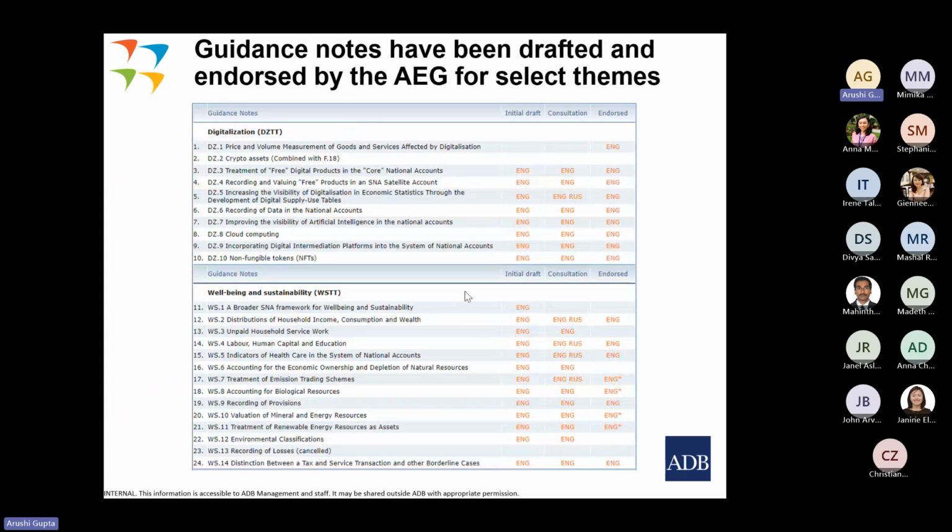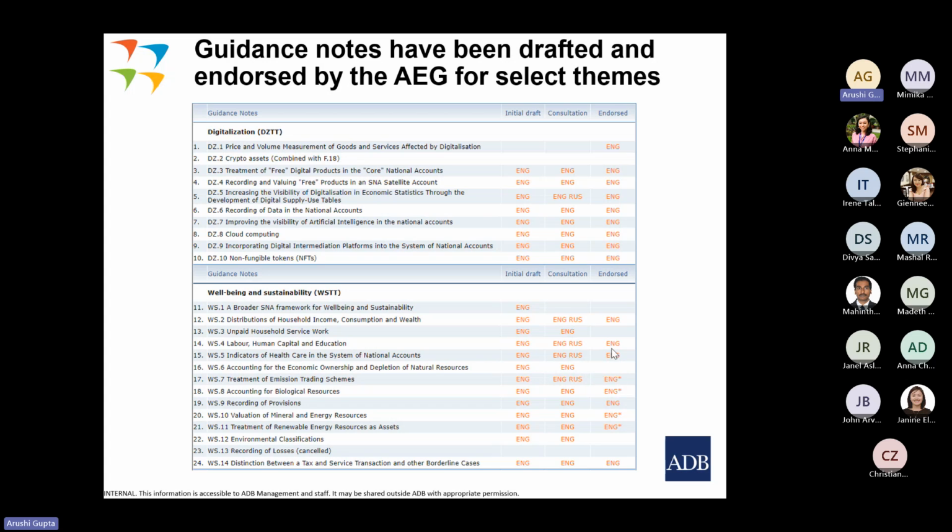So, as I mentioned, the guidance notes are being developed for various topics, and these are some of the new guidance notes that are being prepared, which are segregated by topics. And these are quite relevant to the work that we do now. For example, in the case of digitalization, the guidance notes include notes on goods and services affected by digitalization, crypto assets, digital SUTs, using AI for national accounts. So these topics are quite relevant, especially for those members in our team who are working on digital economy.